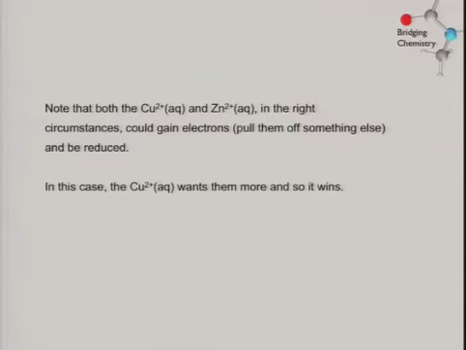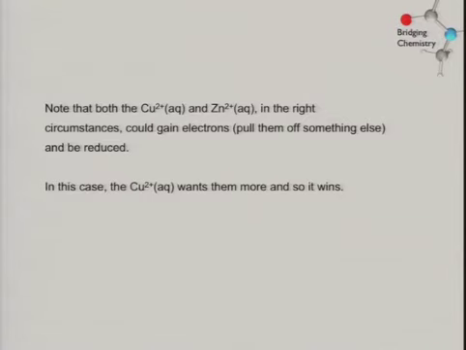Note that both the copper 2 plus and the zinc 2 plus, under the right circumstances, will be able to gain electrons and turn into copper or zinc. Right? These reduction potentials, these numbers, which we can put on these things, tell you that both the copper 2 plus and the zinc 2 plus have this inherent need to get electrons. And so given the chance, they both will get electrons and be reduced.